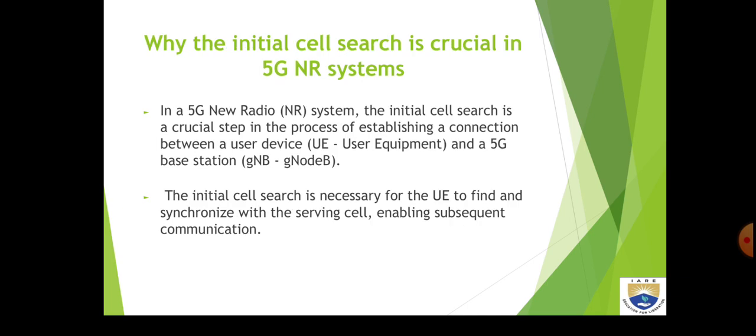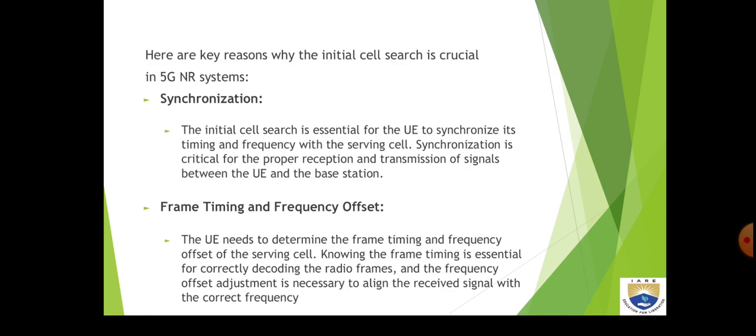Why the initial cell search is crucial in 5G NR systems. In a 5G New Radio (NR) system, the initial cell search is a crucial step in the process of establishing a connection between a user device (UE, user equipment) and a 5G base station (gNB). The initial cell search is necessary for the UE to find and synchronize with the serving cell, enabling subsequent communication. Here are key reasons why the initial cell search is crucial in 5G NR systems.